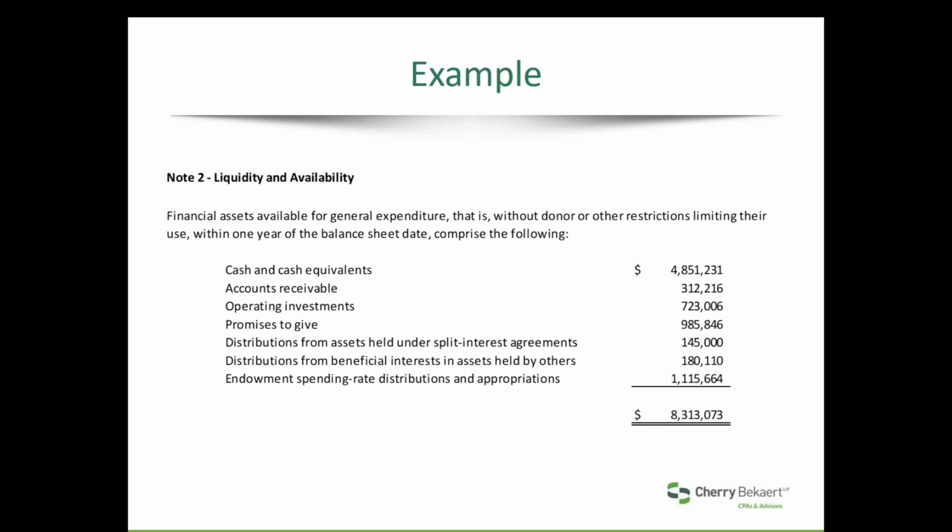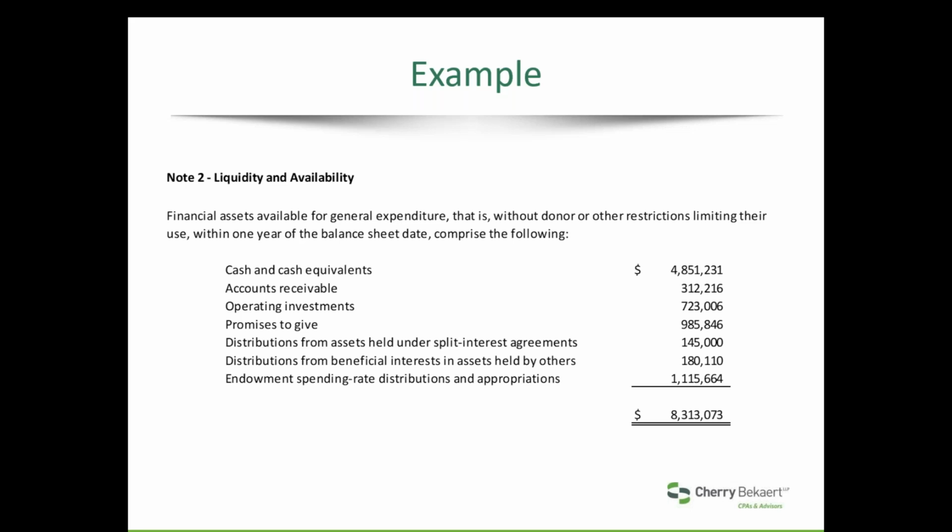So here's another example. In this example, it's showing a net presentation. So you're not starting with all of your financial assets. You're really just showing those that are available to meet for general expenditure within 1 year of the balance sheet date. So this example shows financial assets available for general expenditure with or without donor or other restrictions. So those other restrictions might include board designations or other internal or non-donor external restrictions, limiting the use within 1 year of the balance sheet date.